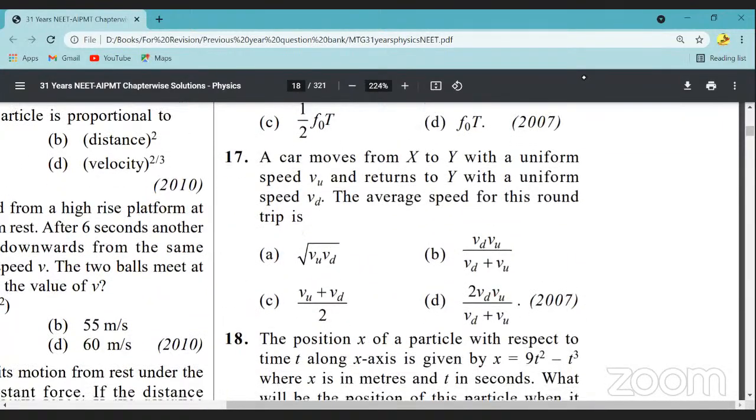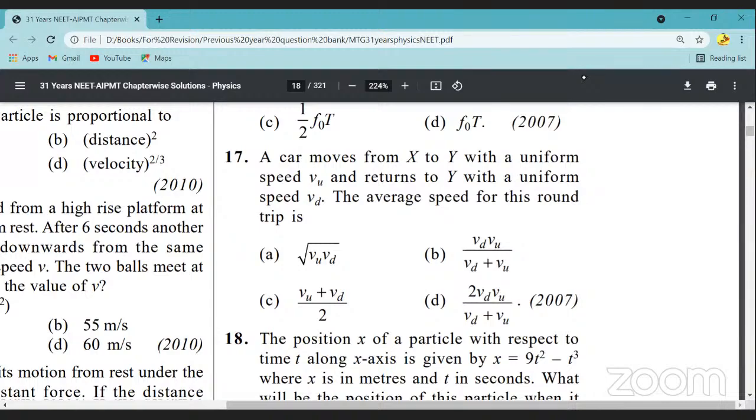Solve. Question number 17. Solve. Sir, B. Sir, D. B. Question number 17. How much are you getting? D. Sir, D. Sir, D.